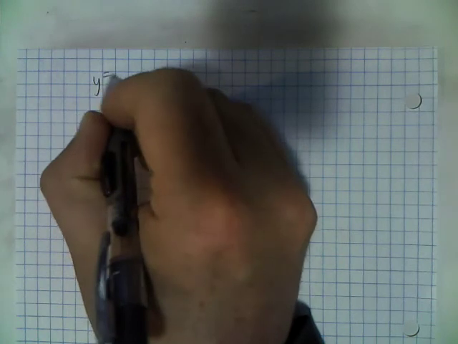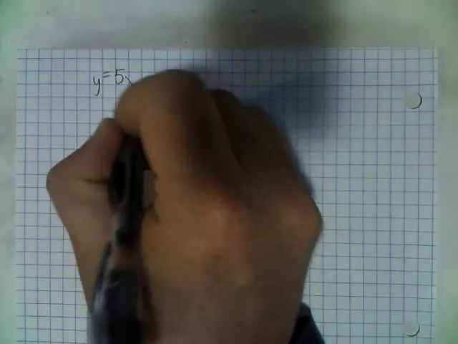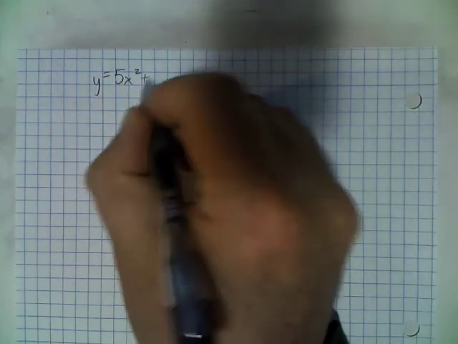And we're going to go to the back now, and we're going to take a look at another example. So for this one, I would like to take a look at the equation y equals 5x squared plus 4.